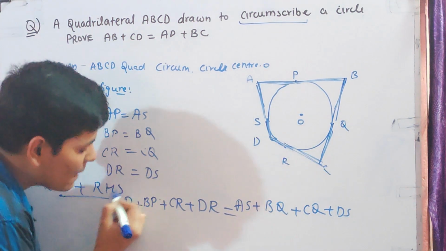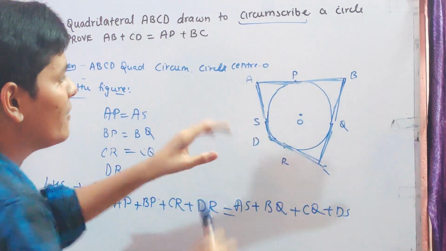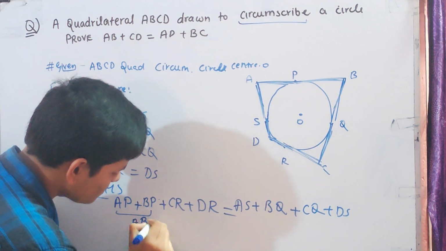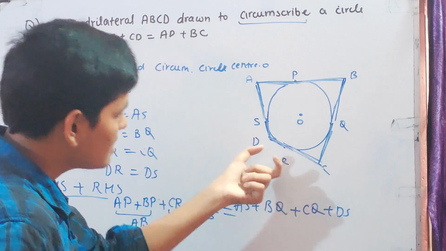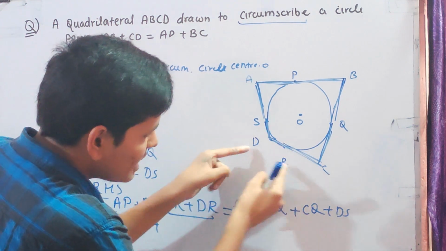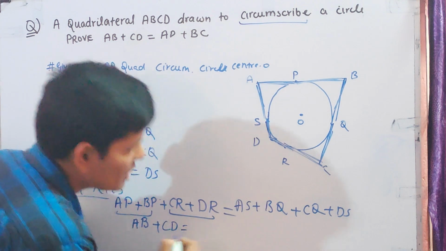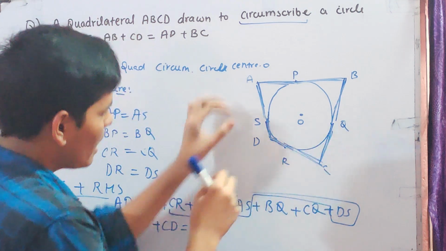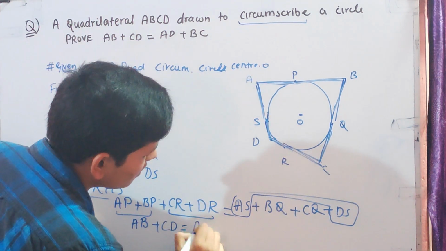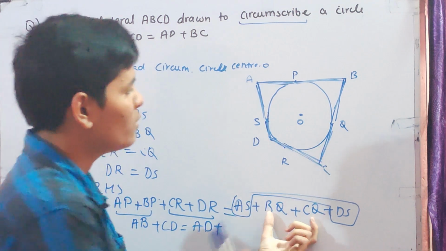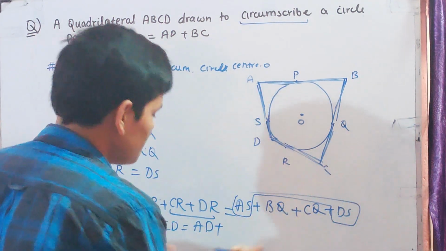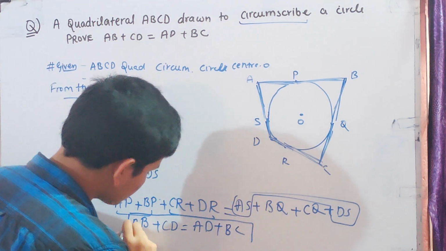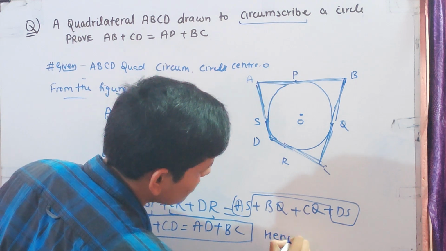Okay. Now we have AP plus BP. We can see that AP plus BP is equal to AB, so we can write this as AB. We have CR plus DR. CR plus DR is equal to CD. So CD is equal to AS plus DS. AS plus DS is equal to AD, plus BQ plus CQ. BQ plus CQ is BC. Hence we can say that AB plus CD is equal to AD plus BC. Hence proved.